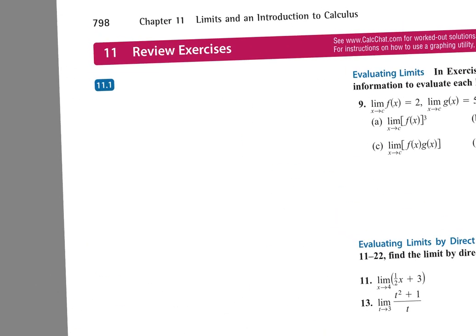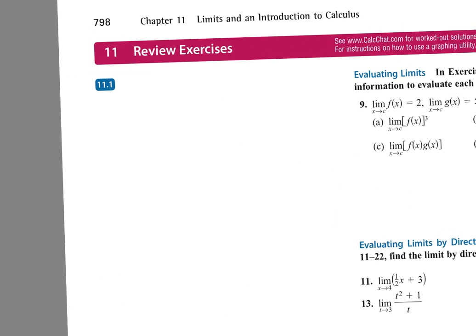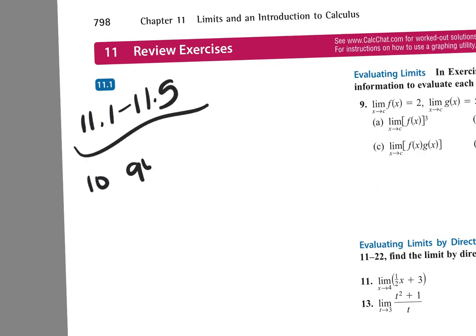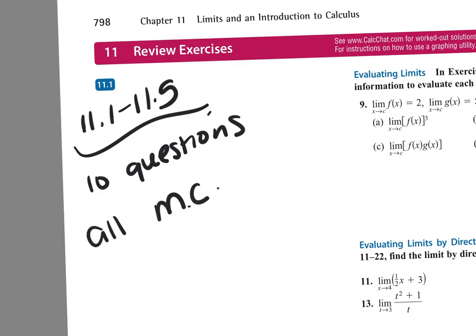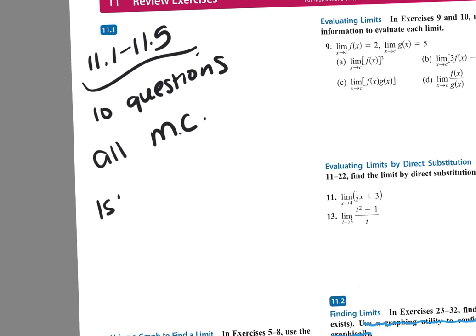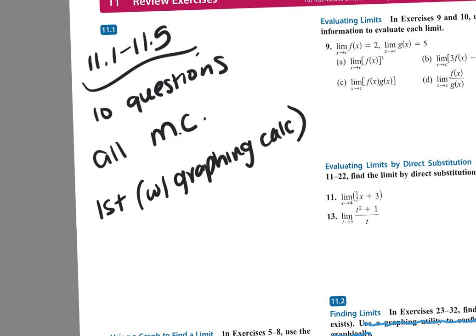Okay, so logistics, guys. The quiz is going to cover 11.1 to 11.5. It is 10 questions, and they are all multiple choice. The first and only one with the graphing calculator will be on paper, and it will be the area under the curve. So you will start with that on paper while I get you logged into the rest of the questions that are on lockdown.